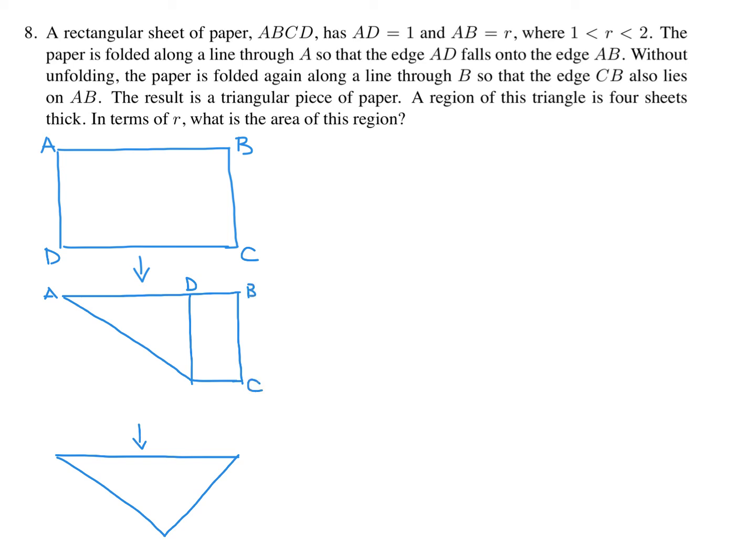Okay, then when we make the second fold, we bring the C up to somewhere here. So that's how we got the C up here. This is still B and this is still A. D is still here somewhere, but C ends up here.